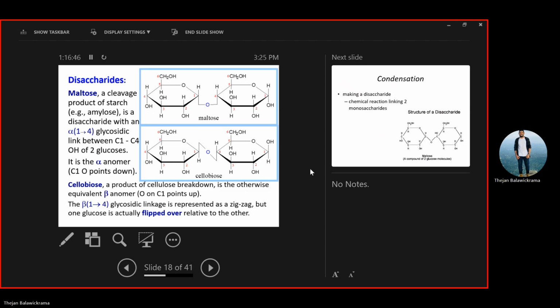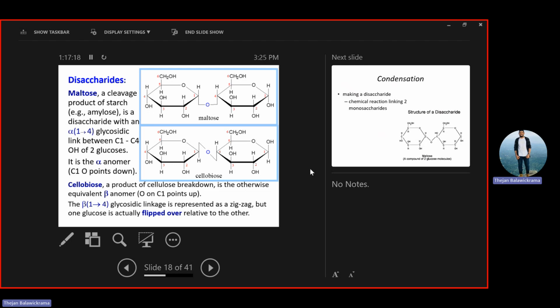Maltose. Look at the diagram. Maltose. We have two molecules. Two glucose molecules. This molecule and the other molecule. Those two molecules join together and form a water molecule.